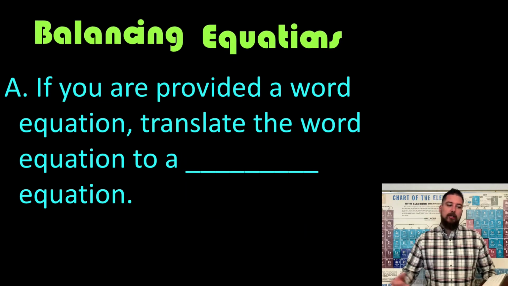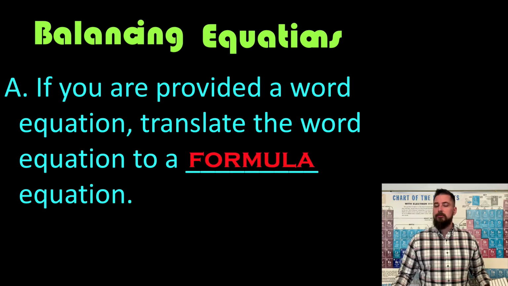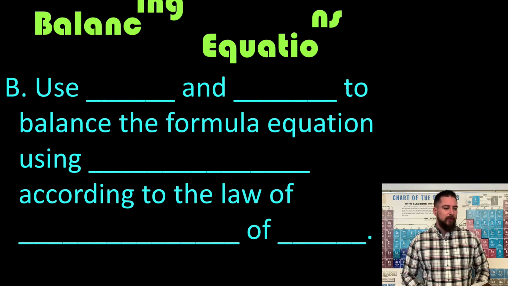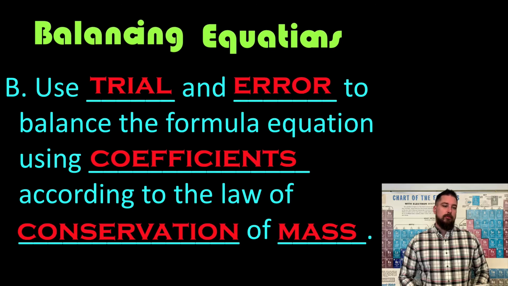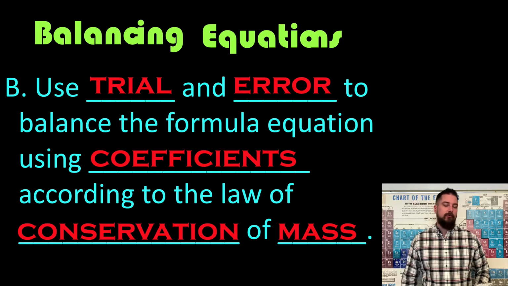So if you were provided a word equation, first translate the word equation into a formula equation. Sometimes you'll be given a word equation where it doesn't give you the formula, so the first thing you want to do is just write the formulas out. Then you want to use trial and error to balance the formula using coefficients. And what coefficients are, they are large numbers that you put in front of the formula.